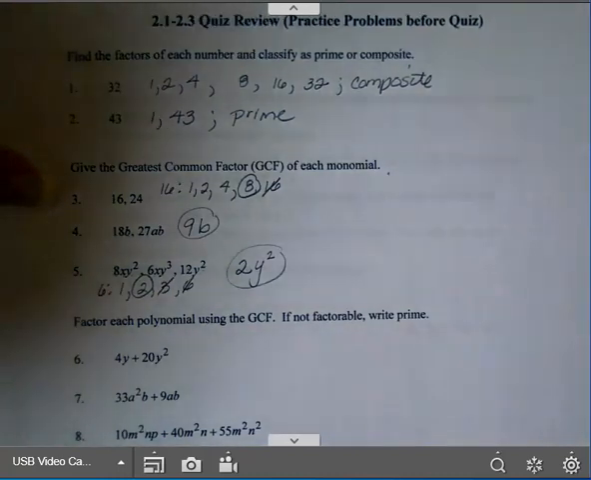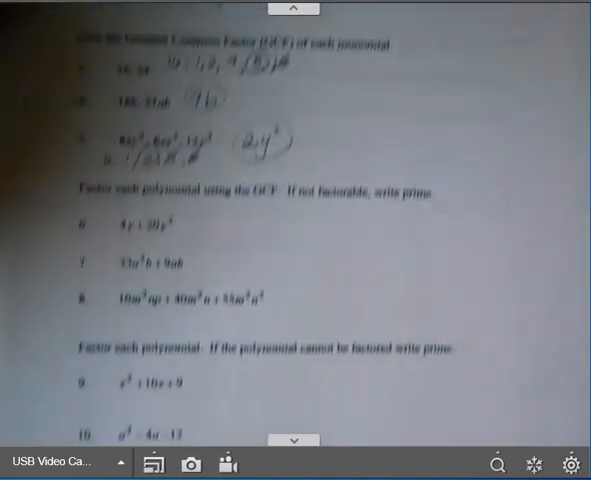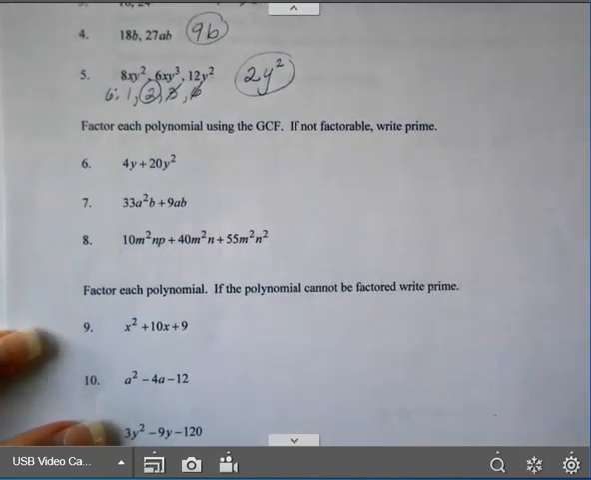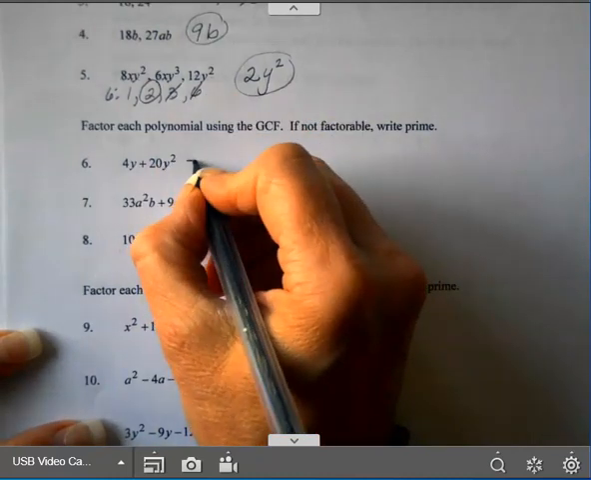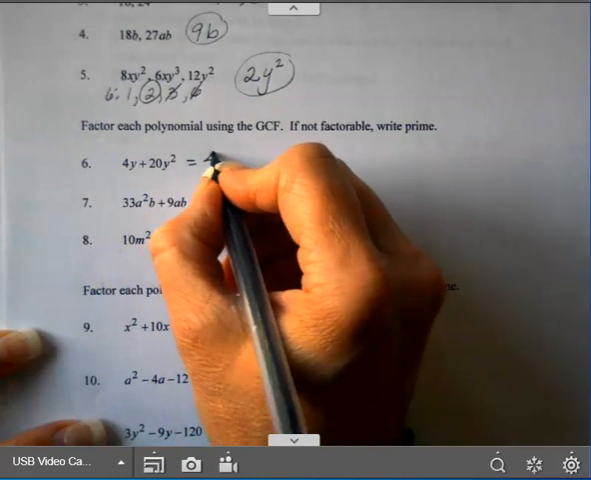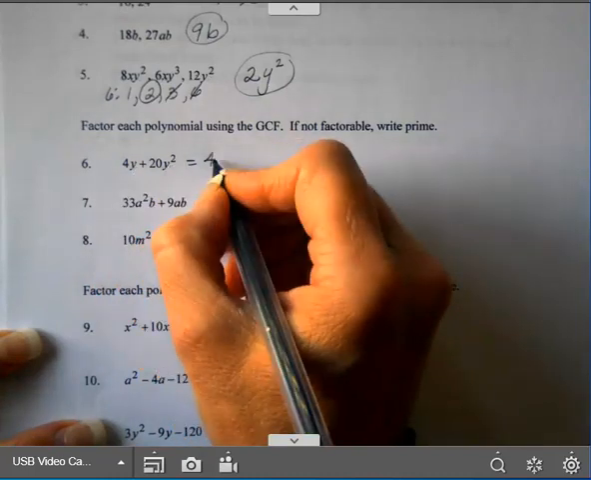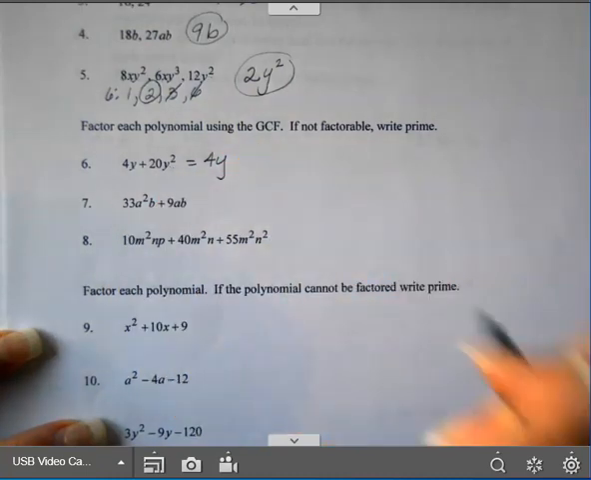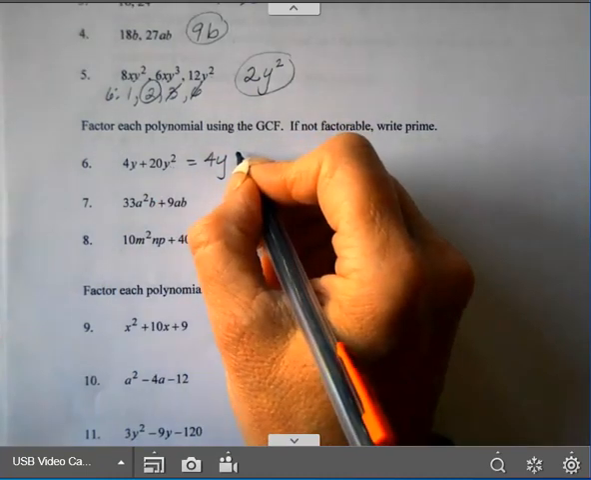On number 6 through 8, we're going to take out the greatest common factor. And the number part that goes into 4 and 20 is 4. And they each have at least one Y. This one has 1, this one has 2. But they have a Y in common. So I'm going to divide each of those by 4Y.